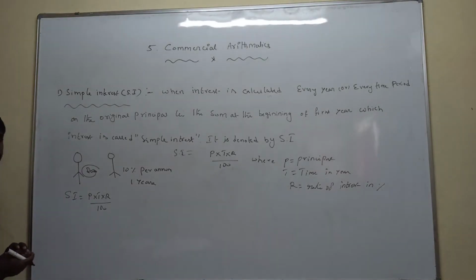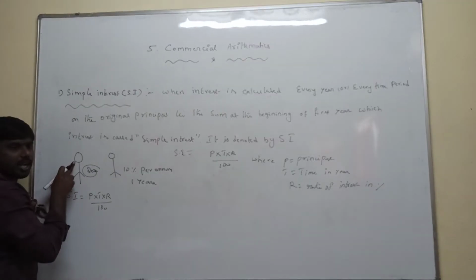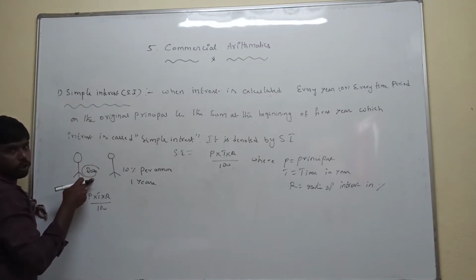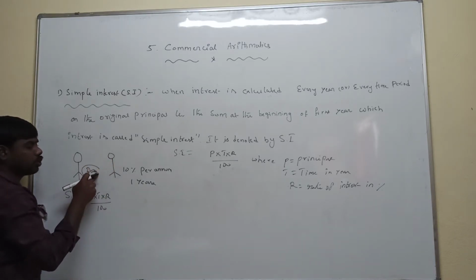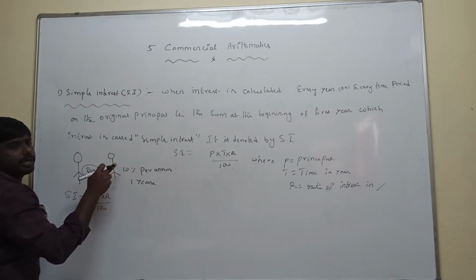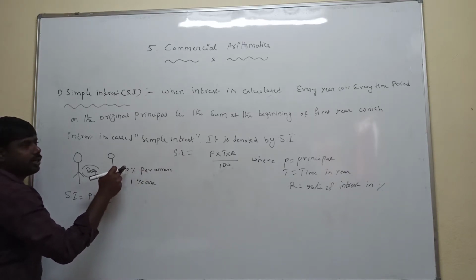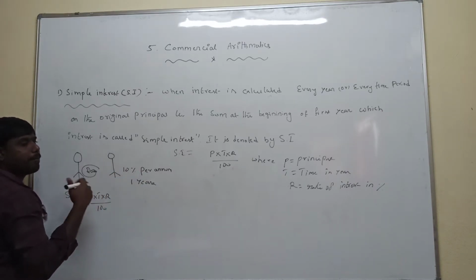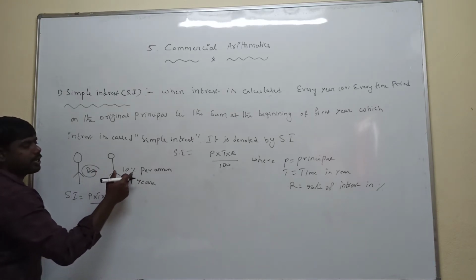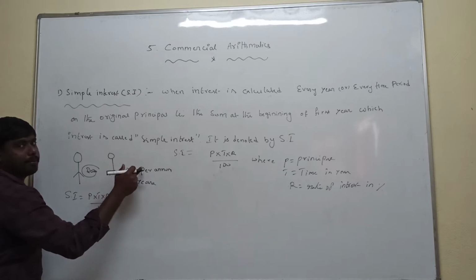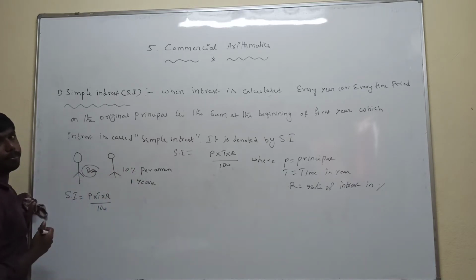For example, there are two persons. One person asks a friend, please give me 2000 rupees. The friend says, okay, I give 2000 rupees, but at 10% per annum, because he is giving 2000 rupees for 1 year. He will say 10%. That's why it is 10% per annum. The time period given is 1 year.